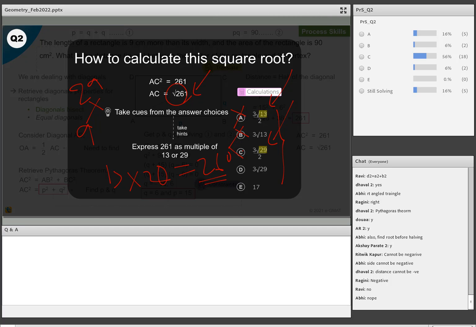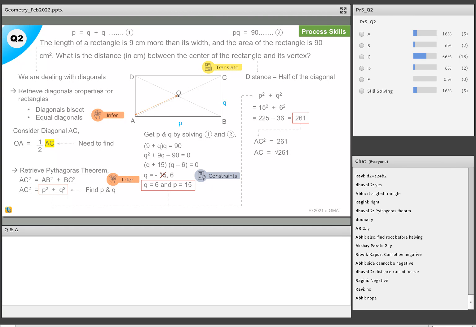So now I know how to arrive at the correct answer from here. I found out root 261 is root of 29 into 9, or in other words, root of 29 into 3 square, because 9 is nothing but 3 square. So root of 3 square means you can take the 3 outside. So you are fundamentally getting AC equal to root 3 root 29. And please do not choose the answer 3 root 29. You have to remember that what you want is not AC, what you want is AO. So you have to divide that by 2.